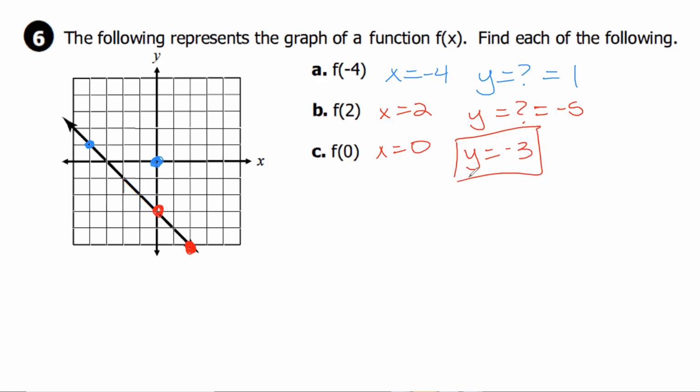Cool. So we want to try one more. Okay. Let me give you another one. Let's do f of negative 2. Try to see if you can find that one out. Okay, so we start at 0, 0, and we go to the left, 1, 2. We meet it at the line. What's our y value? Negative 1.